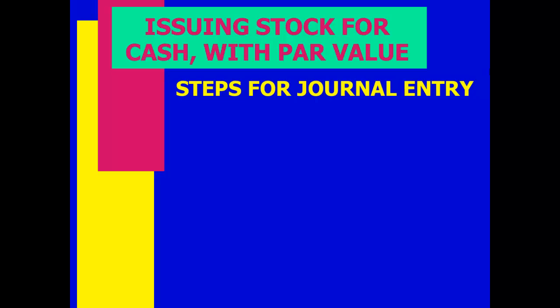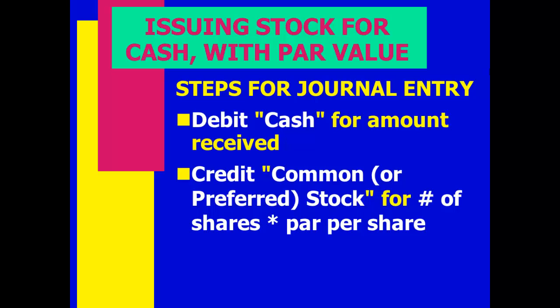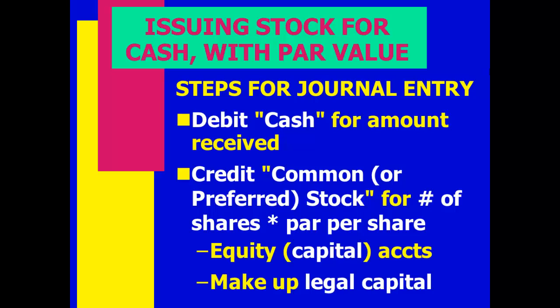We're still going to debit cash for what we get. What we're going to do now, though, is we're no longer going to use the account called capital stock. Instead, we're going to have two accounts that take its place. One is called common stock and the other is called preferred stock, because there are two types of stock. We'll no longer credit capital stock, we'll credit common stock or preferred stock. However, my credit to common or preferred stock is going to be for the number of shares times the par value. Common or preferred stock then are my new accounts in my books. They take the place of capital stock.